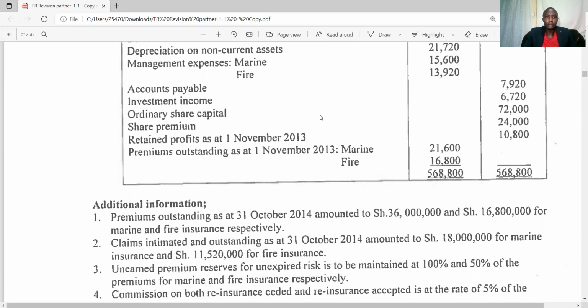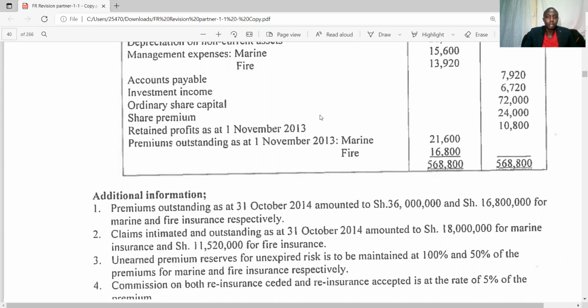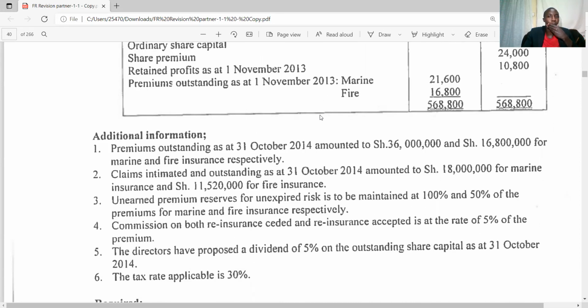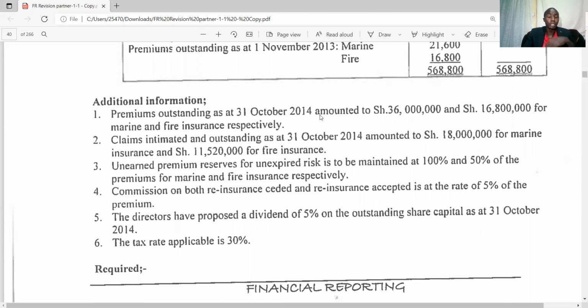It's not a must to read all those items. It's only that I was going through them. You get what is there. But in an exam scenario, just go to the additional information. Once you know that the question is concerning insurance, you know what you are supposed to do. It's only understanding the format for the revenue account to start with, then the income statement would be easy work, and the statement of financial position. So for the additional information, try to go through, because you have to make certain adjustments when doing the question. Like now the first one, they gave us premiums outstanding as at 31st October 2014. So it was 36 million and 16,800 for marine and fire insurance respectively.